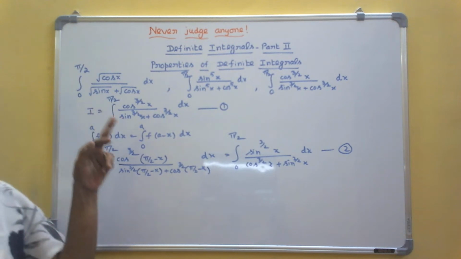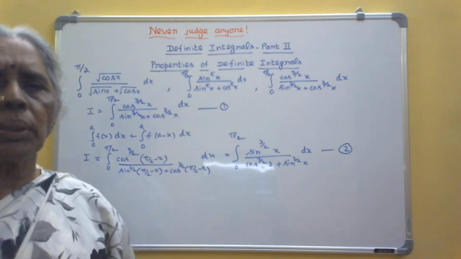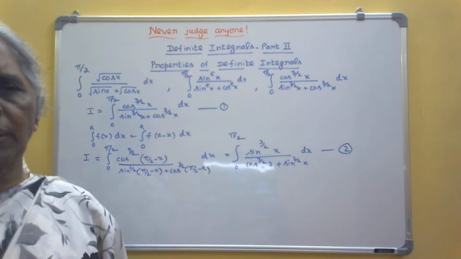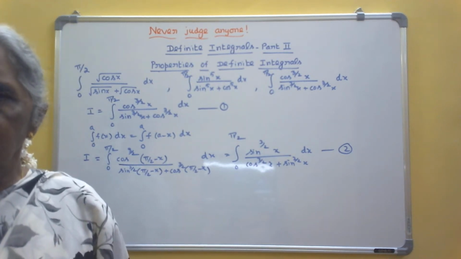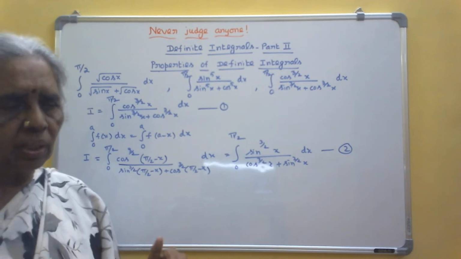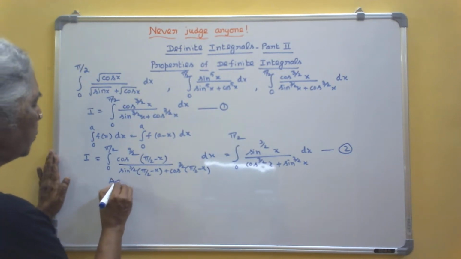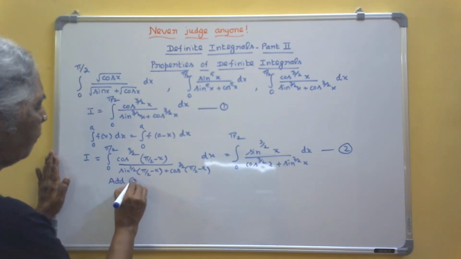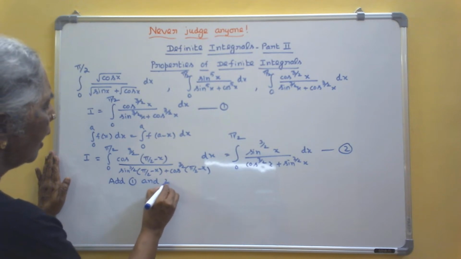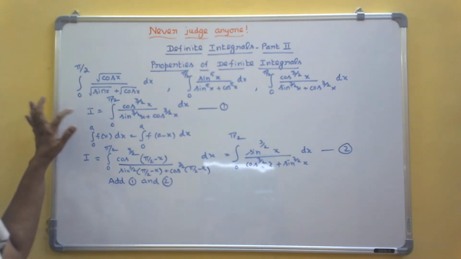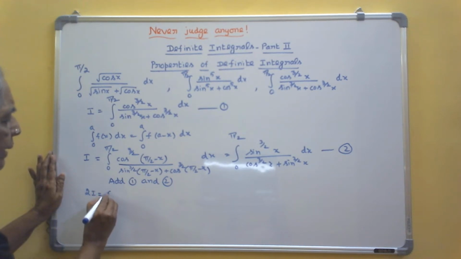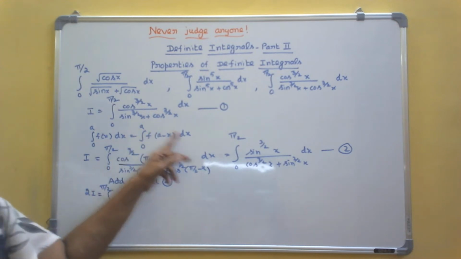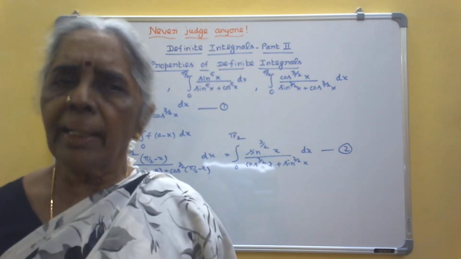So 1 is the sum given. 2 is after using the property and simplifying, what I get. Okay? So in such type of sums, you add 1 and 2. That will be a common step you will be doing. Add 1 and 2. Here you have I, here you have I. So you will get now 2I is equal to integral 0 to pi by 2. See the denominator in both? They are same.